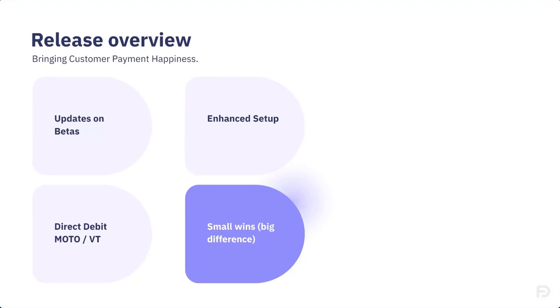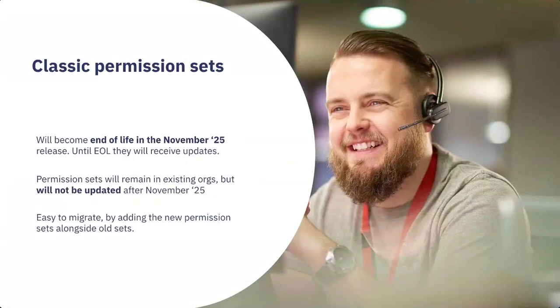I'll be sharing with you everything else that we've been working on in an overview style, and I wanted to start with an announcement on our classic permission sets. With this release, we are announcing that the classic permission sets that we currently have will become end of life in the November 25 release. Until that date, these classic permission sets will receive regular updates when needed, but after that, we won't be updating these permission sets, and we will remove them from our packages, but they will remain in your org.